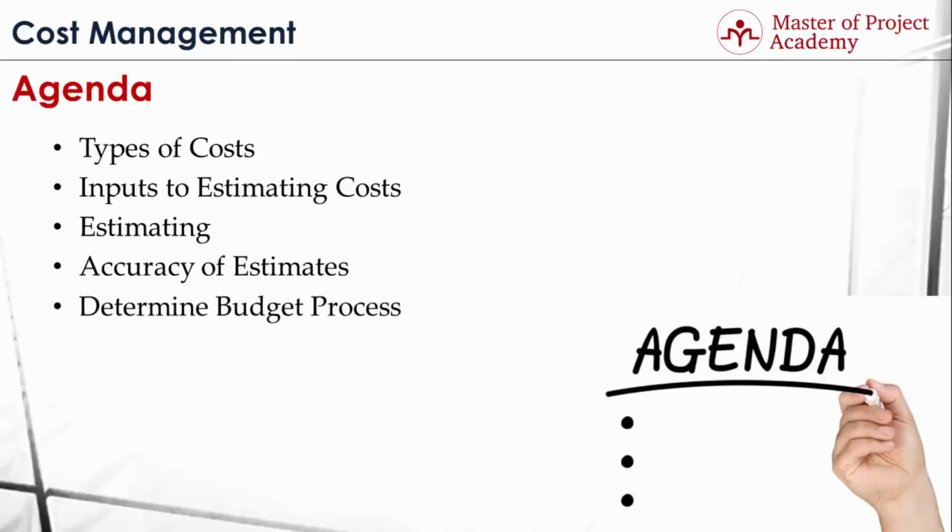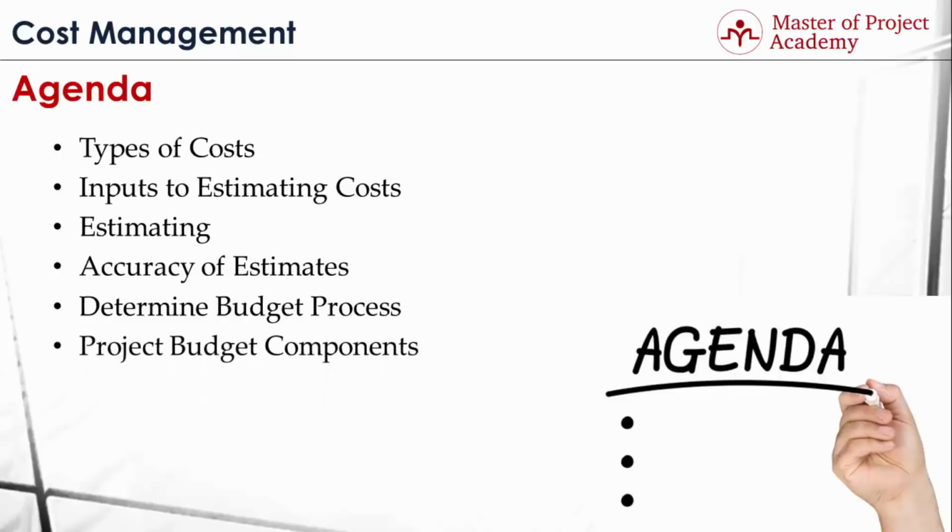Determine budget process is the third process of cost management knowledge area. After estimations are done, all cost estimations are combined during this process, and overall project budget is determined. We will go over this process in detail in our further lectures.